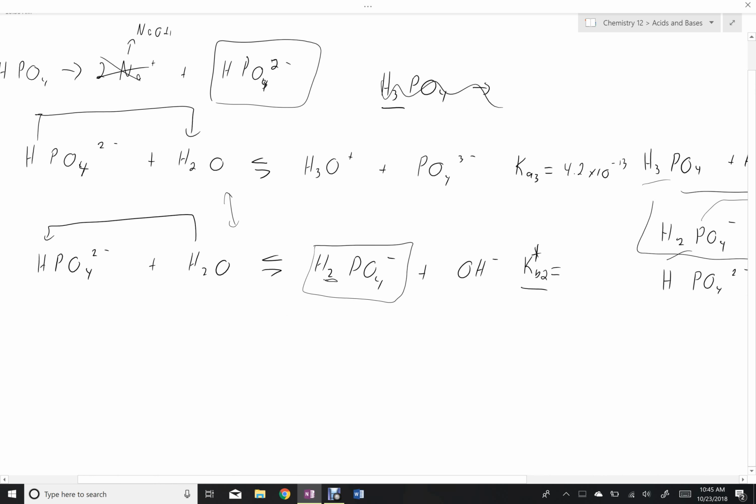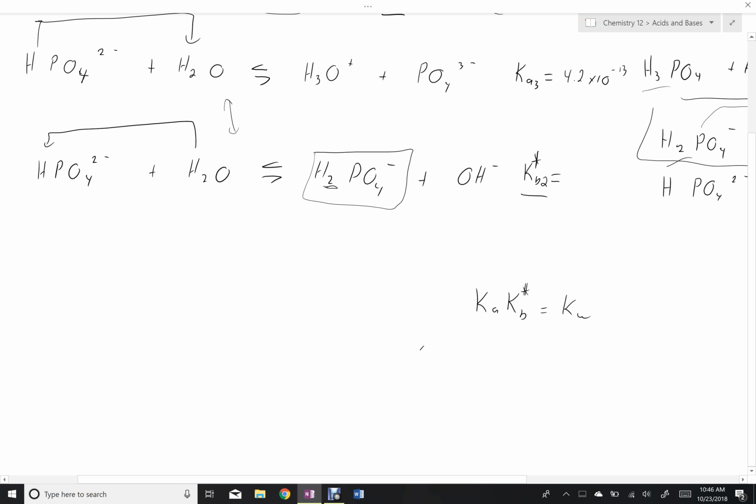With that in mind, I can figure out what that is. I can use my expression Ka times Kb is equal to Kw. The Ka2 for this acid is 6.3 times 10 to the negative 8, again looking at that same chart in the book.